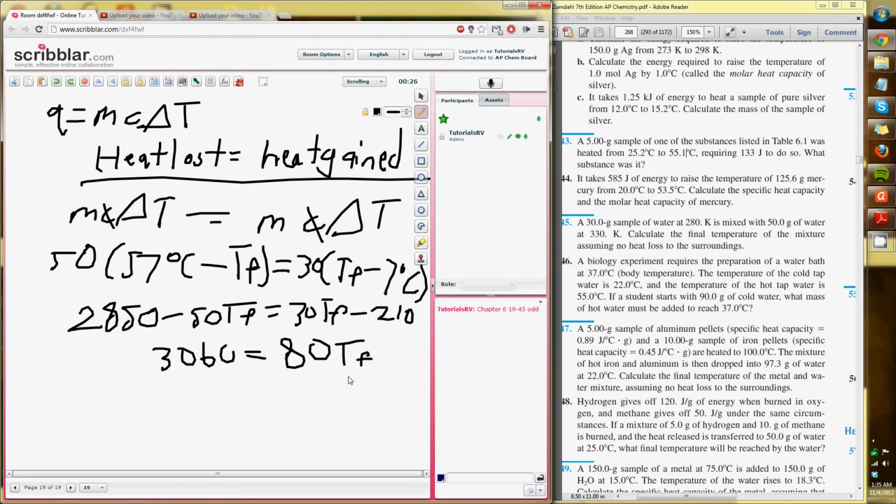So 3060 divided by 80, T final equals 38.25 degrees Celsius. And in the back of the book, I think it wants you in kelvins, right? This was 45? Yeah, it wants it in kelvins. So you just add 273. Yep. So it's 311K. And that's it.